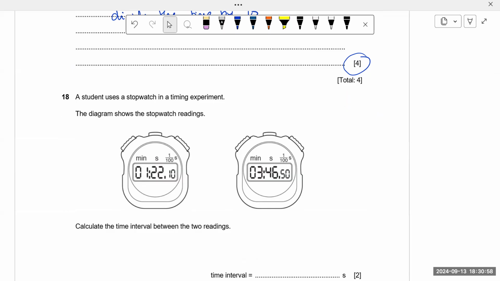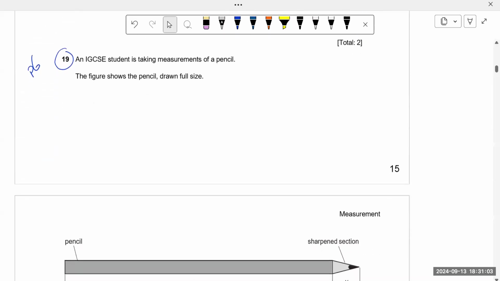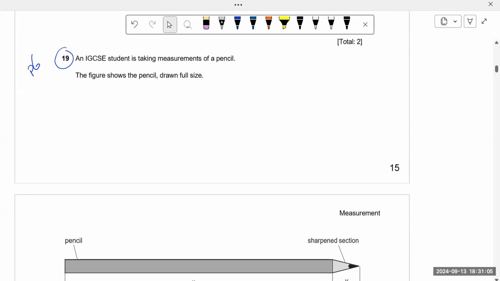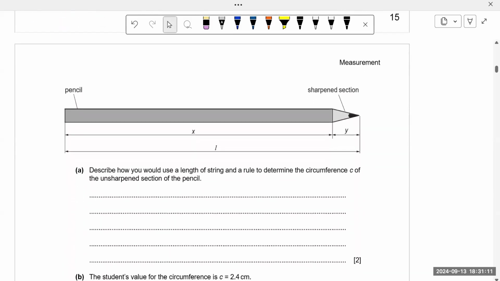Now number 19. An IGCSE student is taking measurements of a pencil. The figure shows the pencil drawn in full size.